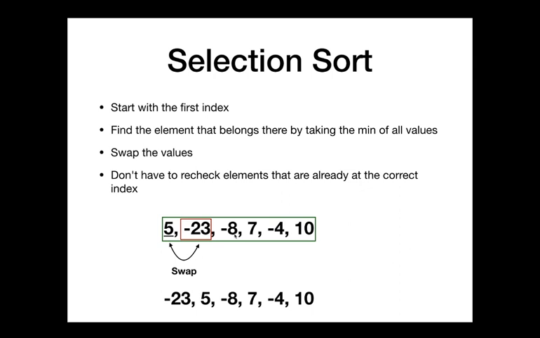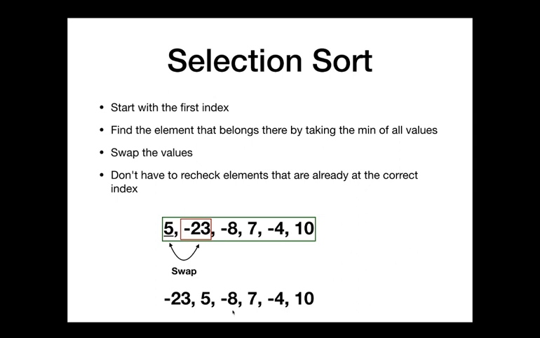Does 23 come before -8? Yes. Does 23 come before 7? Yes. Does 23 come before -4? Yes. Does 23 come before 10? Yes. I've reached the end of the list. Therefore, 23 must be the first element in the full sorted order for this list. So I can swap 5 and 23. 23 is locked in as the first value, and then I do the same thing with the rest of the values.